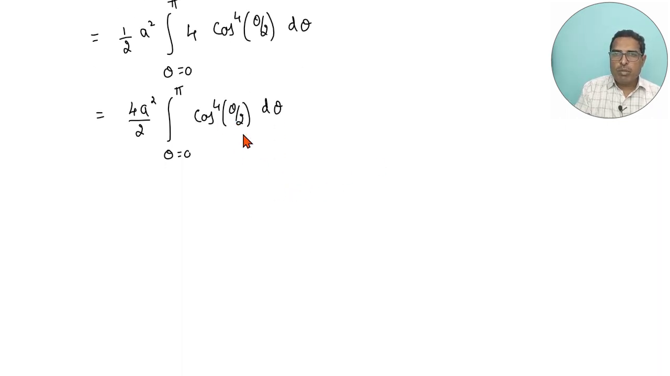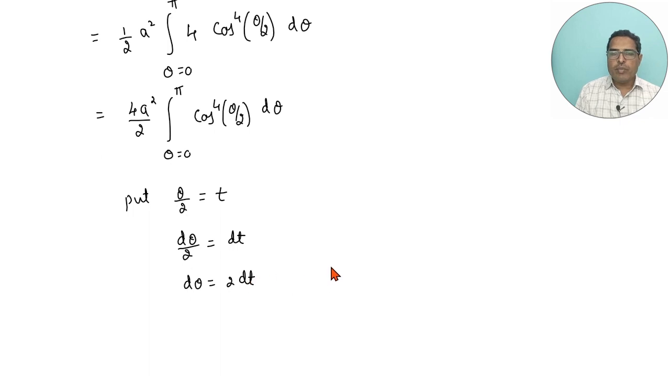So let us try to integrate by substituting theta by 2 as some t. So put theta by 2 equal to, say, t. Then let us try to differentiate this one. The derivative of theta by 2 will be d theta by 2, and the derivative of t will be dt. Or d theta will be, cross multiplying this 2, 2 times dt. And also let us change the limit values. If theta is equal to 0, put theta as 0 over here. So what will be the value of t? The value of t will be 0.